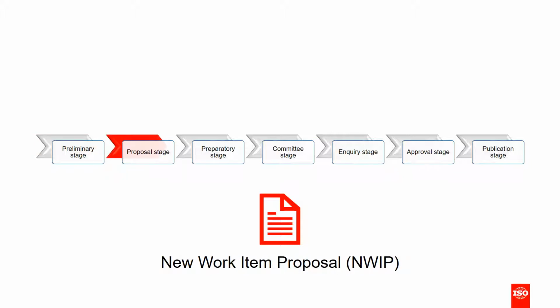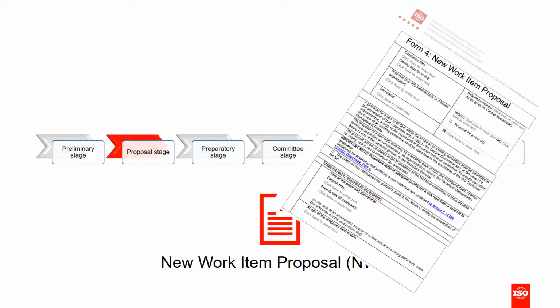This stage is used to propose a new standard, or a new part of an existing standard. This stage is also used for proposing a technical specification or a publicly available specification. New projects can be proposed by various stakeholders, such as a national body, a Category A liaison organisation, or the Secretariat of the committee. The proposer must fill in Form 4, and they must fully justify the market need for the standard.